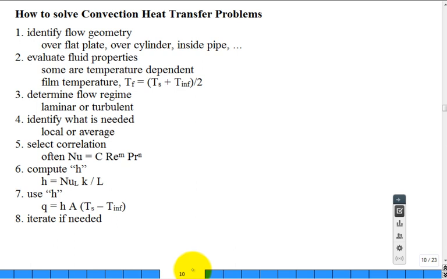We're done with flat plates. We just have sphere, cylinder. But before we get to that, this is a good little section in the textbook. Take a look at how do I approach and solve convection heat transfer problems. One is identify the flow geometry.